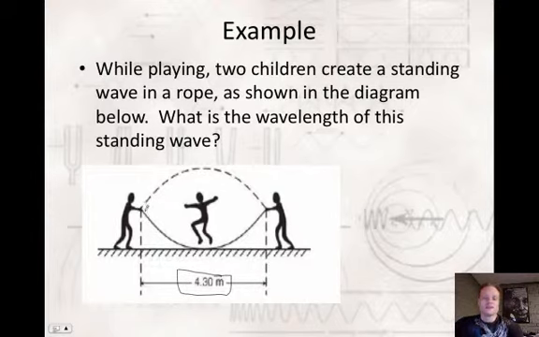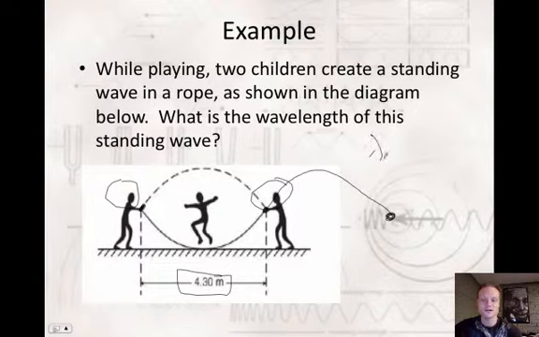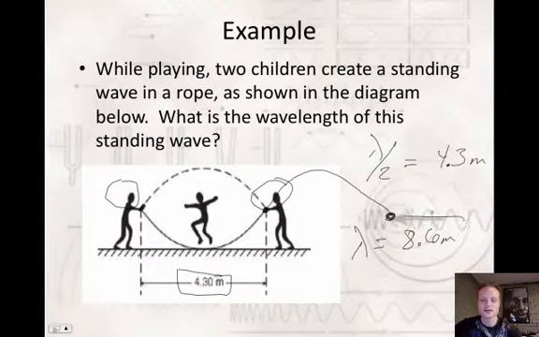The definition of a wavelength is going from one point all the way to the other point of the wave. So from this kid to this kid, that's half a wavelength. And I know that half a wavelength, or lambda over 2, equals 4.3 meters. Well, what's a whole wavelength? I'm just going to double that. A whole wavelength would equal 8.6 meters, and that would be the answer. The wavelength of this standing wave would be 8.6 meters.